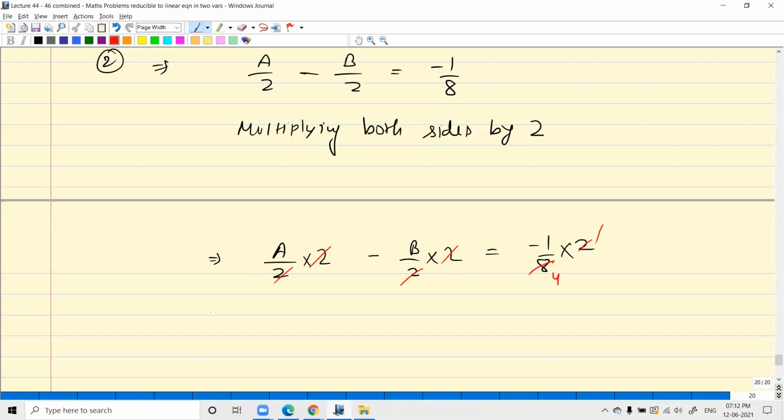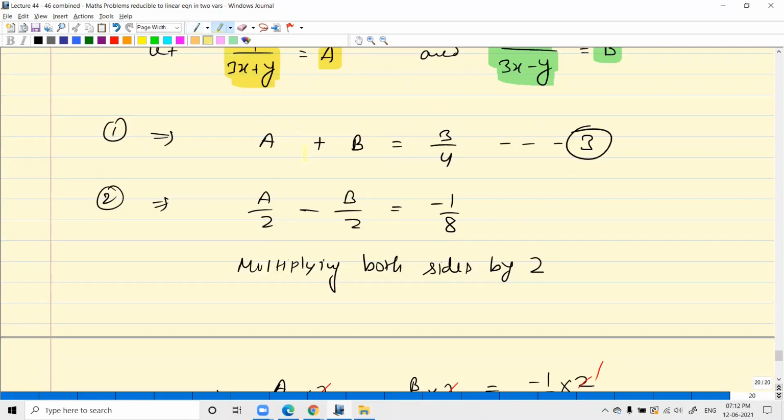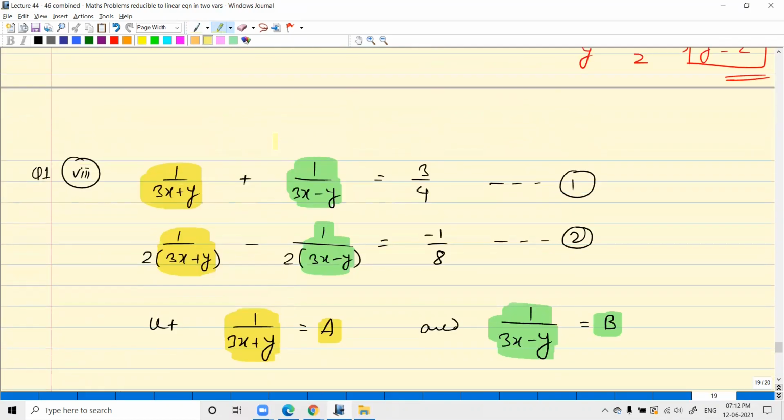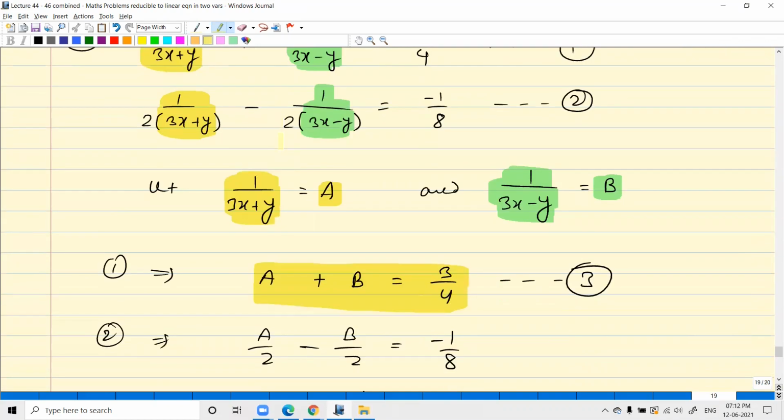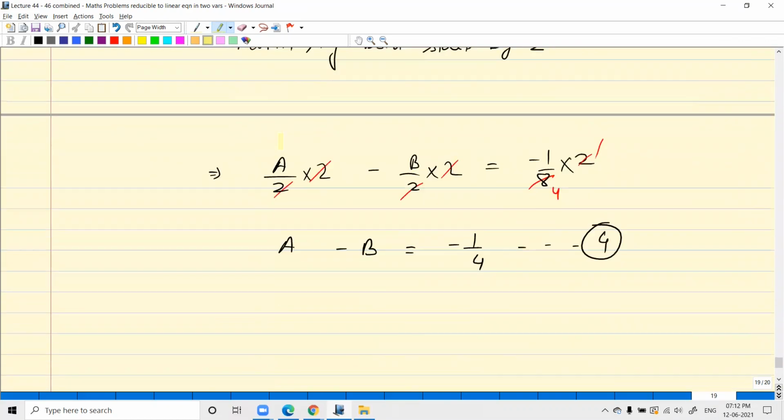So we can rewrite it as a minus b is equal to minus 1 by 4. Yes, sir. a plus b is equal to 3 by 4. This is my third equation, which I got from the first one when I converted the first equation. And from the second equation, I got this fourth one.